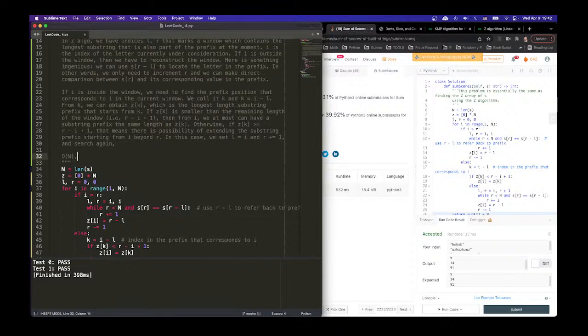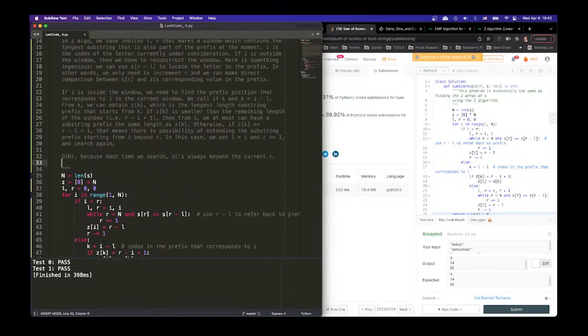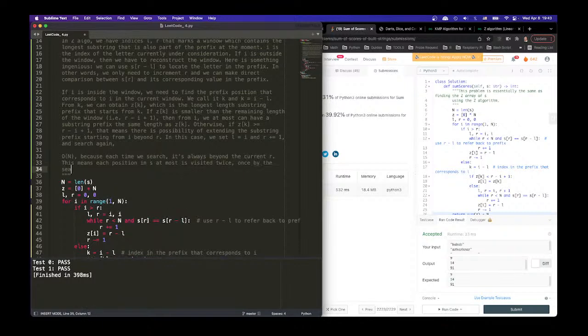Now this is O(n) because each time we search, it's always beyond the current R, and each I. This means each position in S is at most visited twice, once by the search and the other by I.